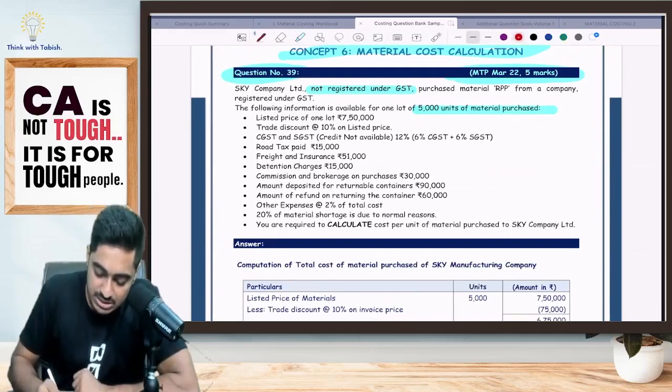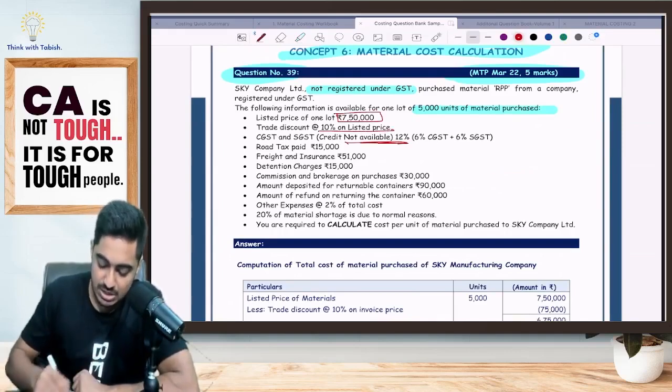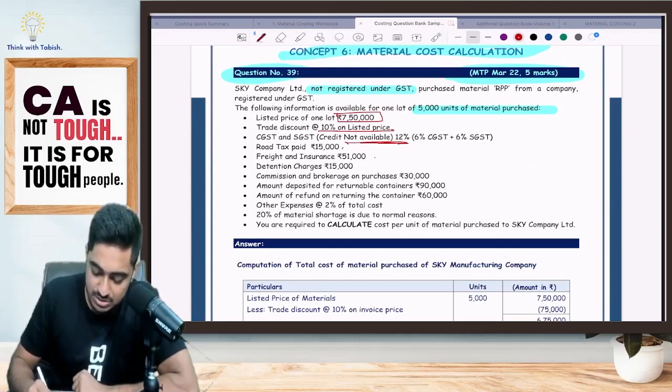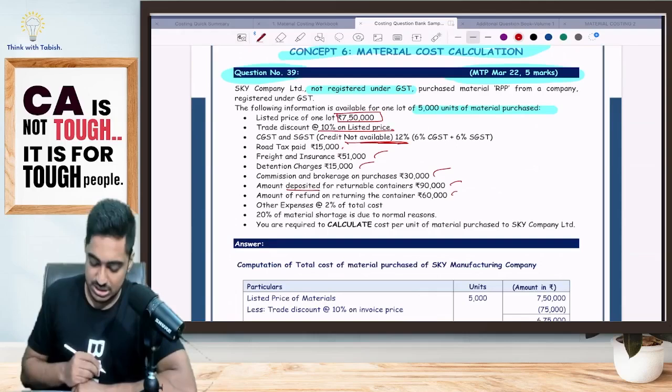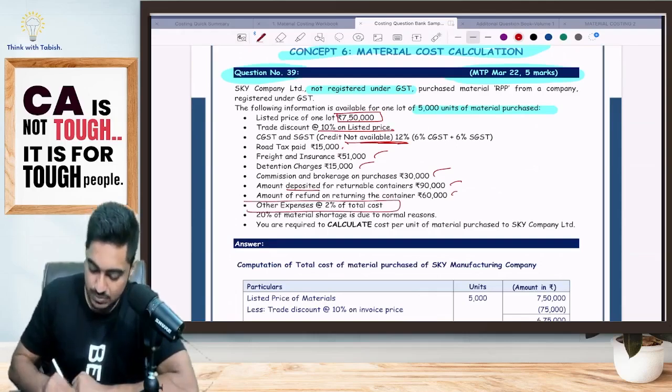Listed price of one lot is 7,50,000. Trade discount is 10%. CGST and SGST, credit not available, 12%. Road tax, 15,000. Freight and insurance, 51. Detention, 15,000. Commission, 30,000. Amount deposited for returnable containers, 90,000. Amount of refund, 60,000. Other expenses at 2% of total cost.